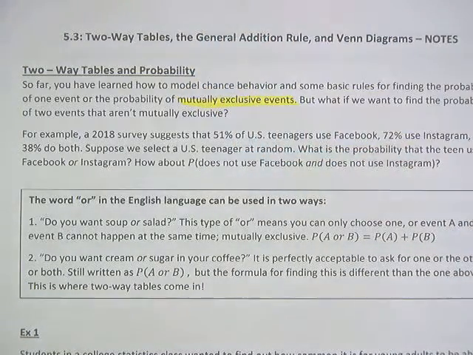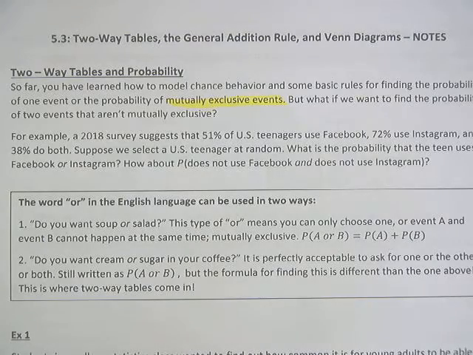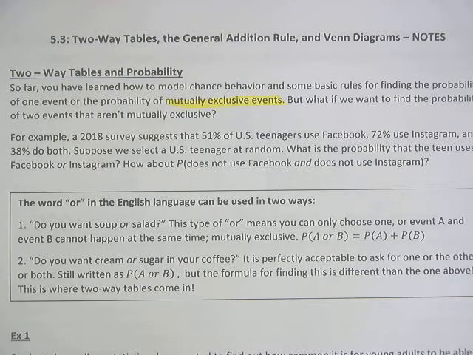If you'll remember from last time, that means those two events cannot happen at the same time. But today we're going to be able to answer the question, what if we want to find the probability of two events that aren't mutually exclusive, two events that can happen at the same time?